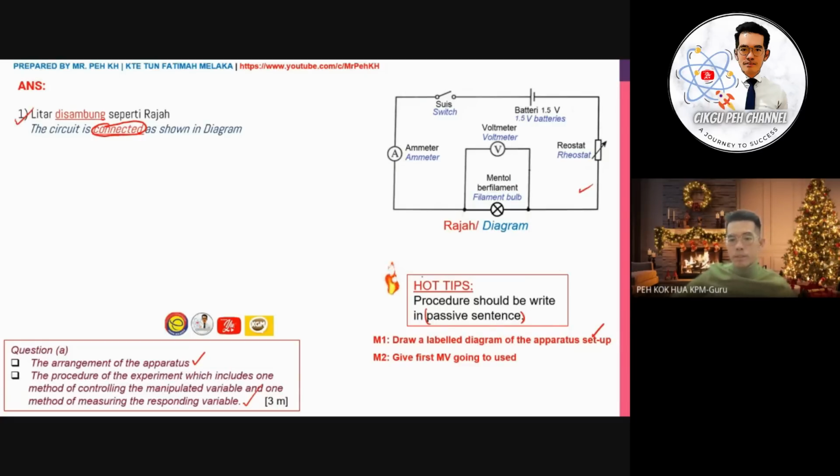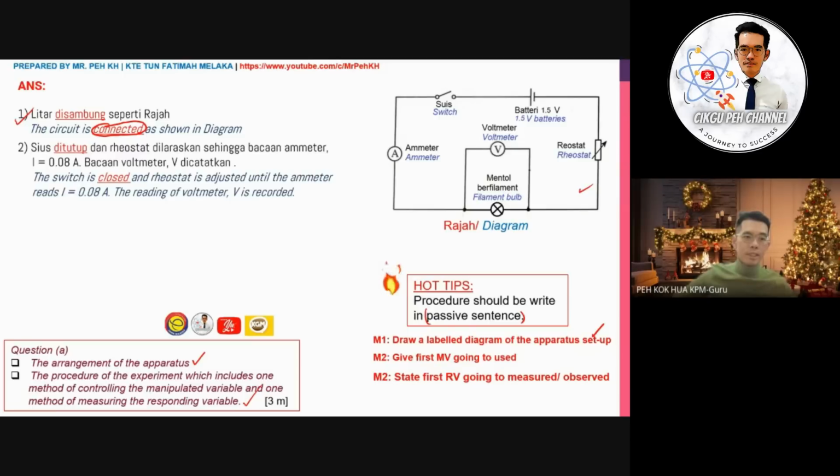The second mark here will be that you need to give your first MV in the sentence, together with your first RV, which is the reading of the voltmeter in this experiment. So the sentence will be like this. The switch is closed and the rheostat is adjusted until the ammeter reads I equal to 0.08 ampere. So this will be your first MV.